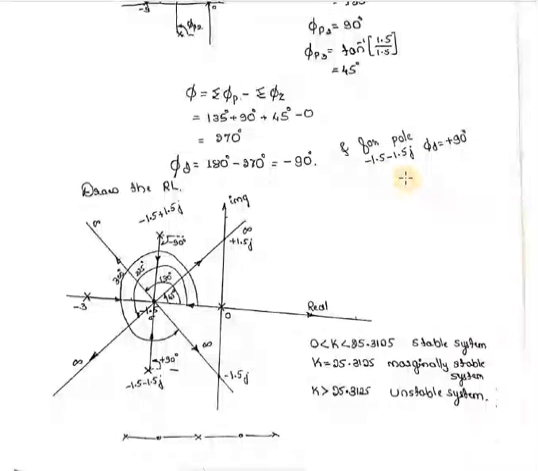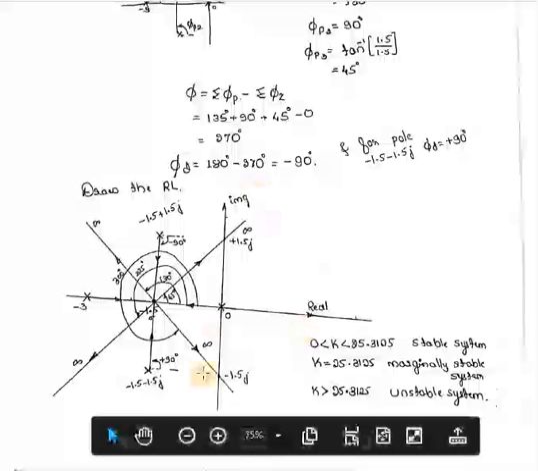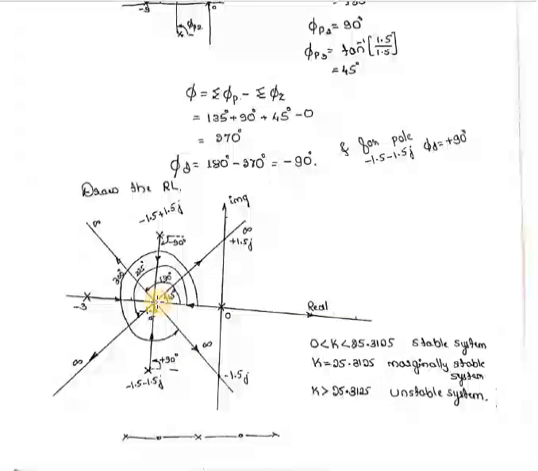After that, to plot the root locus on the S plane, first draw the S plane and mark the poles: 0, minus 3, minus 1.5 plus 1.5j, and minus 1.5 minus 1.5j. After that, mark the centroid. The centroid is minus 1.5. Then draw the angle lines: 45 degrees, 135 degrees, 225 degrees, and 315 degrees, the 4 asymptotes. Then locate the breakaway point. The breakaway point coincides with the centroid at minus 1.5.